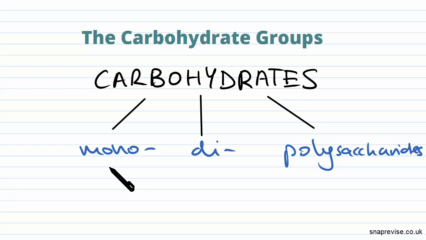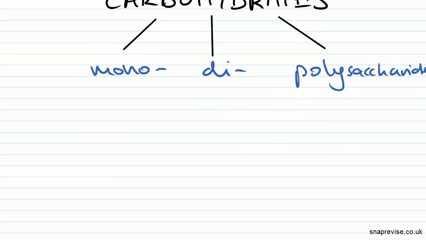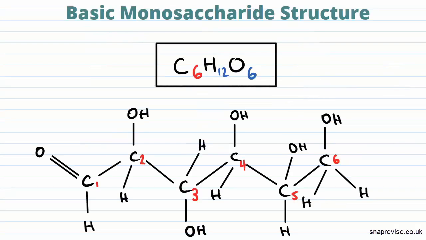But before we look at how monosaccharides become these other things, let's have a look at their structure. So this is the form of a 6-carbon monosaccharide in its linear form. Monosaccharides can exist in cyclic and linear forms. Anyhow, the first thing to notice here is the carbon backbone.